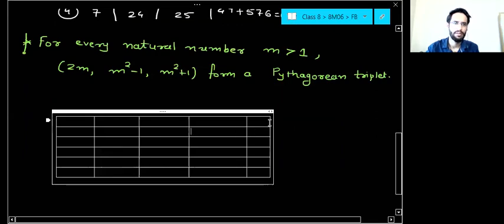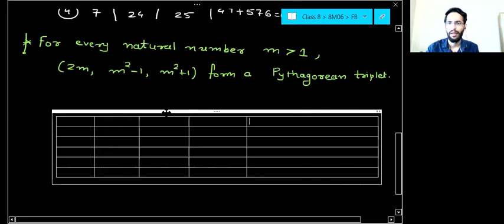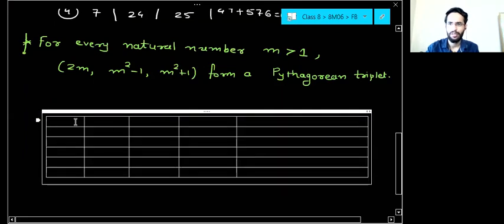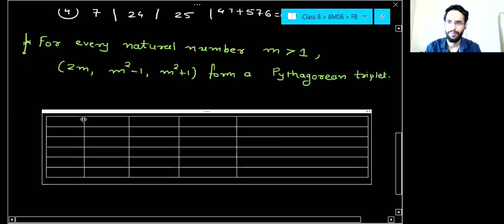Wait, Shivansh. Exactly, proof is not in our portion. We just need to remember that equation directly. But I can show you the proof, don't worry.